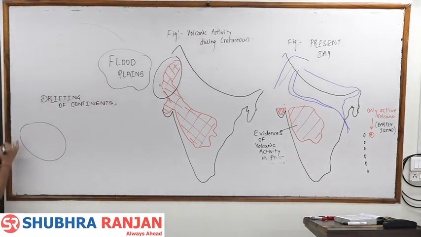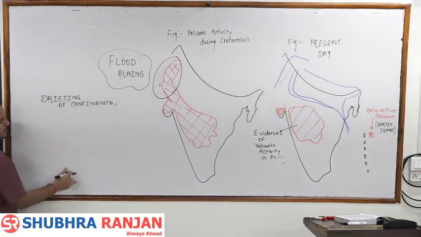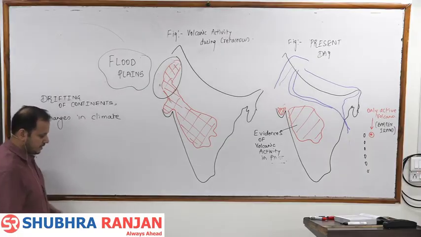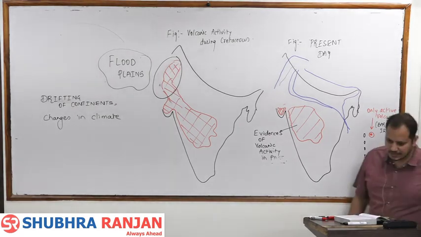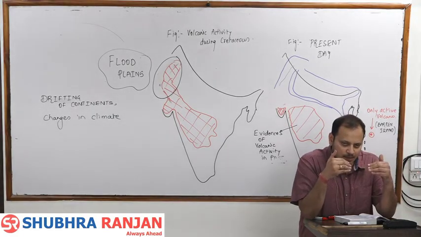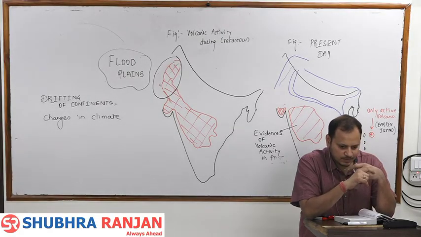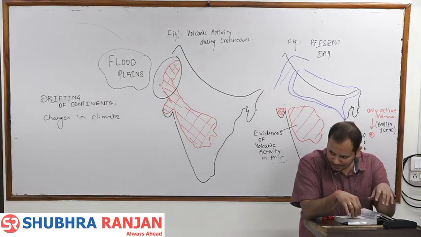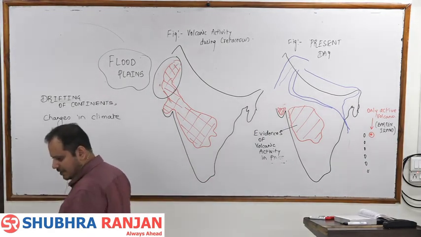See, if this is the earth and you have seen today the video, today India is here. In that video, over the period India will land here, climate will change, process will differ. So due to drifting of continents, changes in climate, as well as cooling of the earth, which causes a decrease in the intensity of endogenetic forces.